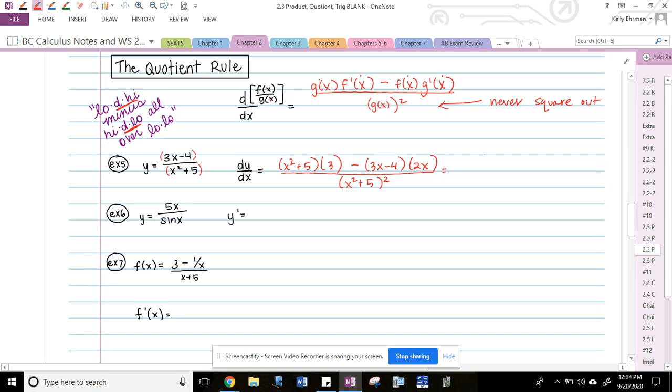Since I'm kind of out of room, I'm going to distribute just up above here. So 3x squared plus 15. Think of this as a negative 2x that you're distributing through here. Negative 2x times 3x is minus 6x squared. Negative 2x times negative 4 is plus 8x. And then I'm going to combine like terms here. So negative 3x squared plus 8x plus 15.